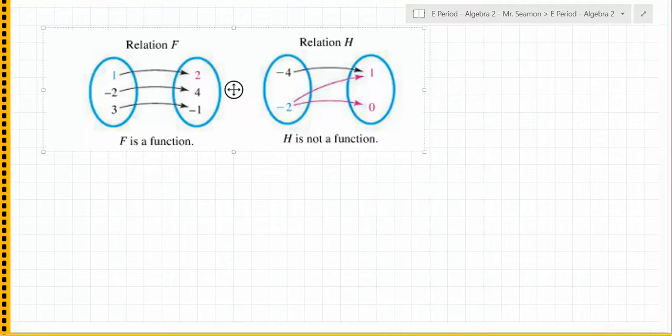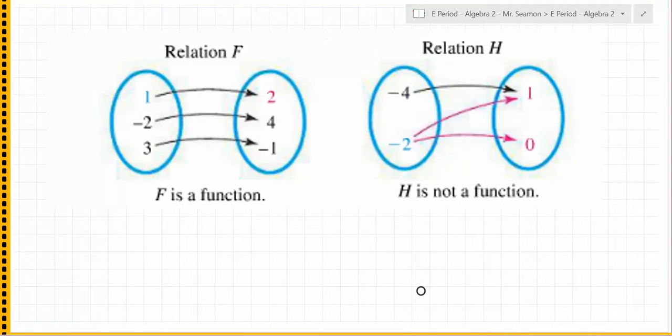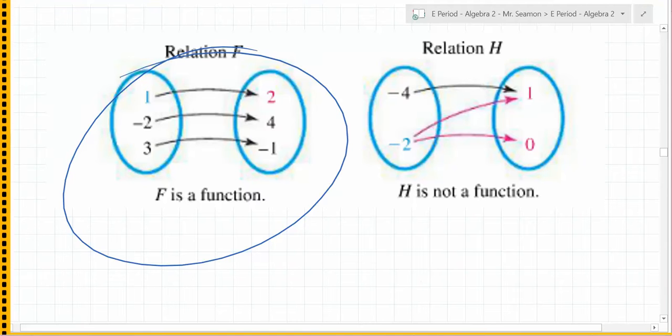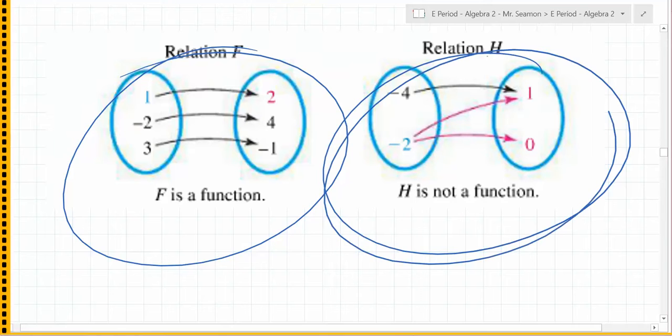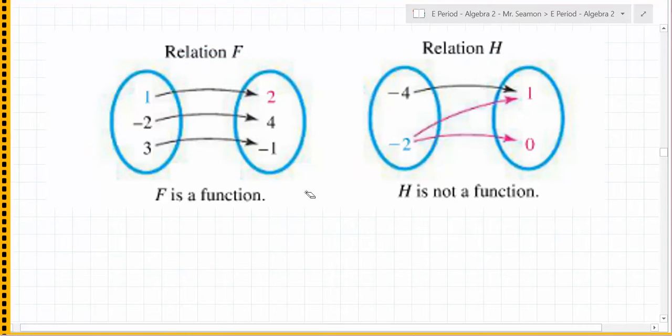Can you write functions in different ways? Absolutely. What do you think of this? Well, this is a function because 1 goes to its own thing, negative 2 goes to its own thing, and 3 goes to negative 1. Can someone tell me why this is not a function right there? Why is h not a function?